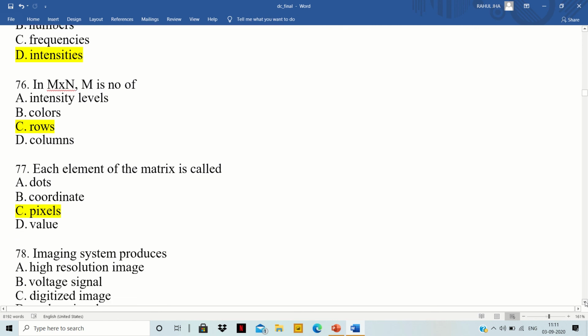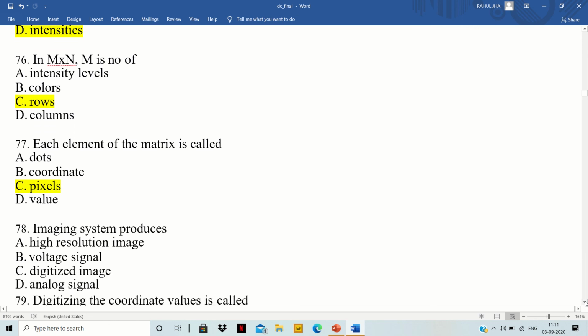Next question. An imaging system produces: A, a high resolution image; B, voltage signal; C, digitized image; D, analog signal. There are four options, and the right answer will be that an imaging system gives us a digitized image.